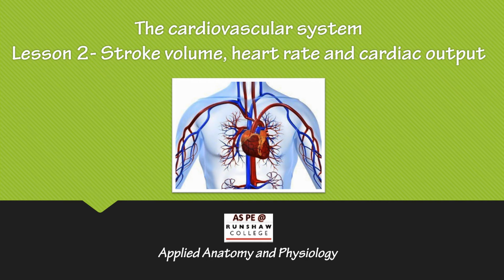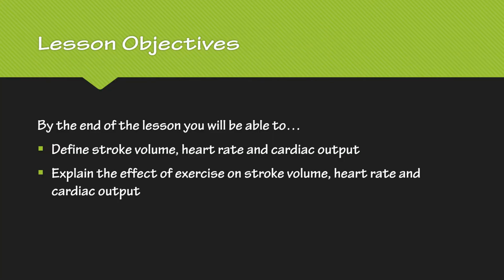Okay, this is the cardiovascular system, lesson 2, looking at stroke volume, heart rate and cardiac output. So by the end of the lesson, hopefully you'll be able to define stroke volume, heart rate and cardiac output and look at the relationship between them and be able to explain the effect of exercise on those three different measurements.